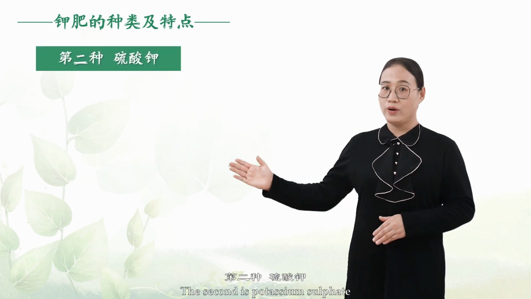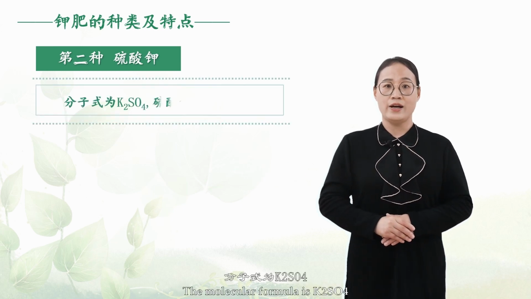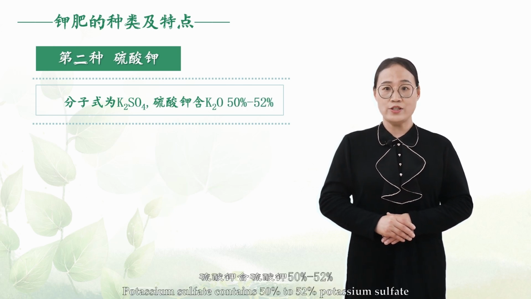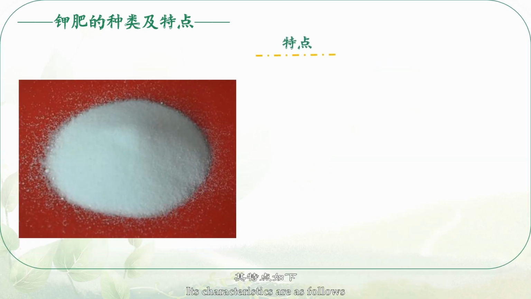The second is potassium sulfate. The molecular formula is K2SO4. Potassium sulfate contains 50% to 52% potassium oxide. Its characteristics are as follows.